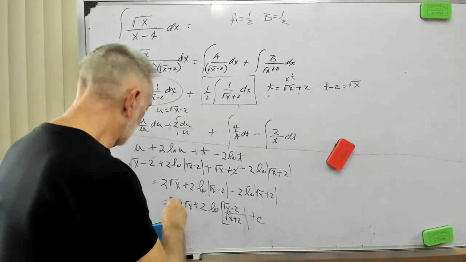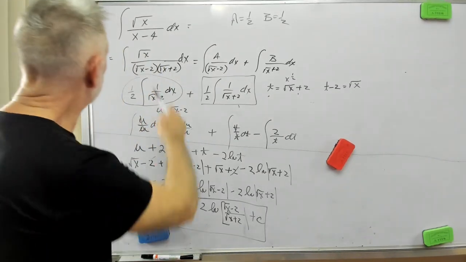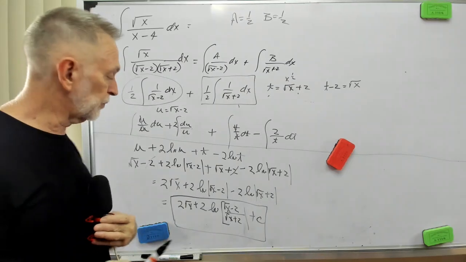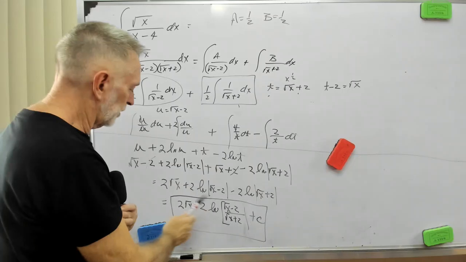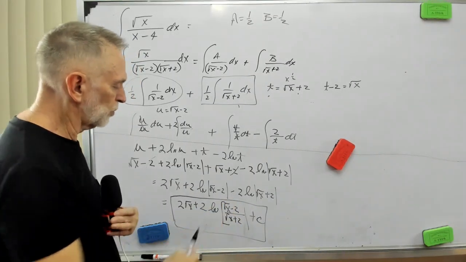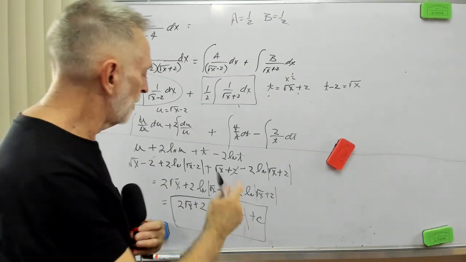All right, well that, my friend, is the integral result. We integrated the square root of x over x minus 4 and utilized partial fractions. We end up with 2 square root x plus 2 natural log of the quotient of square root of x minus 2 over square root x plus 2, plus c.